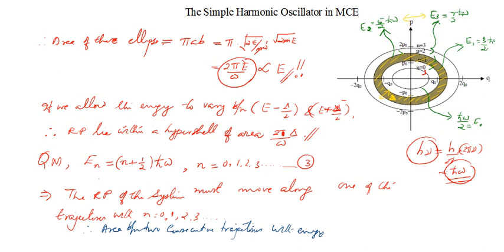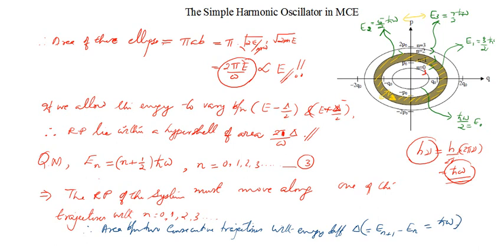With energy difference delta, what is delta equal to? Delta will be equal to E(n+1) minus E(n), that will be the difference. So the difference will be equal to, of course, h cross omega. So the area between consecutive trajectories with energy difference delta, and delta is equal to h cross omega. What will be the area?